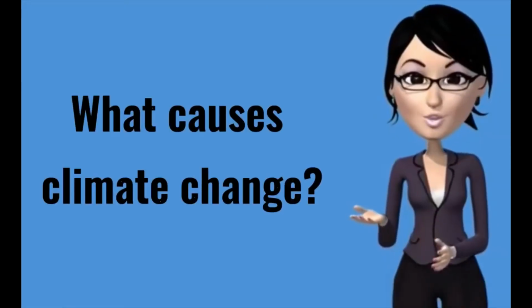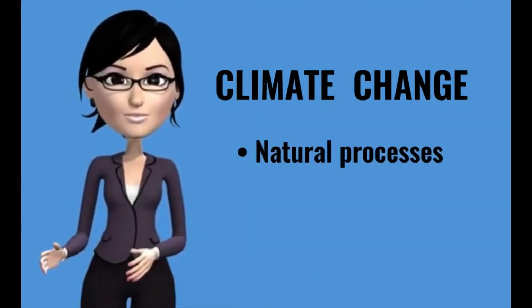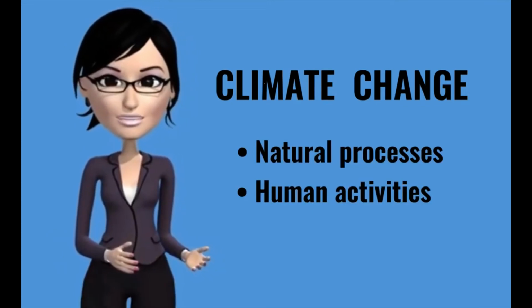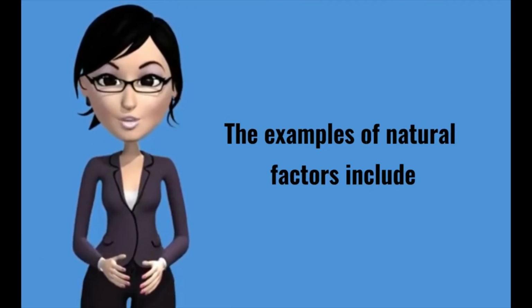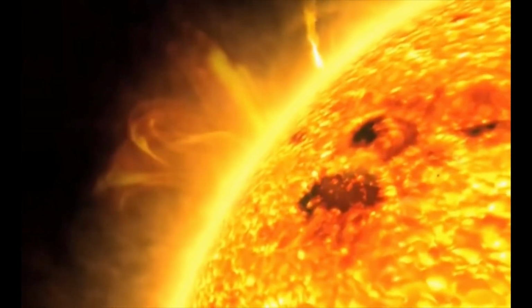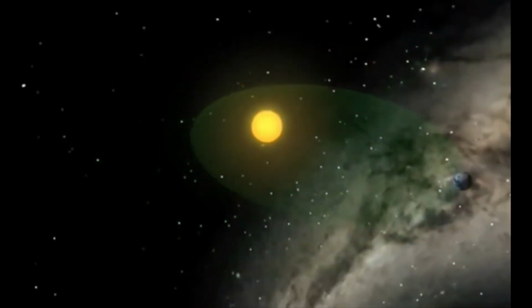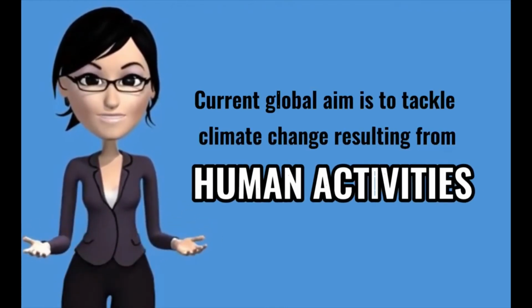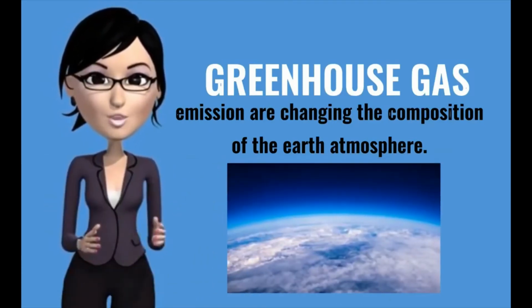So what causes climate change? Climate change can result from natural processes and factors, and more recently due to human activities through our emissions of greenhouse gases. Examples of natural factors include changes in the sun's intensity, volcanic eruptions, or slow changes in Earth's orbit around the sun. However, the current global aim is to tackle climate change resulting from human activities, whose greenhouse gas emissions are changing the composition of Earth's atmosphere.